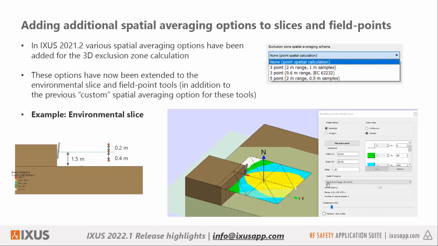If we apply here and select the 3.0.6 meter IEC spatial averaging range, then effectively what it will do is, for each point on this environmental slice plane, calculate the field at 0.2 meters above it and 0.4 meters below it, and then return the value on that particular plane. And this is in line with the IEC 62232 standard. The same convention also follows for the other exclusion zone type calculations, which is now just exposed here for the environmental slice also.